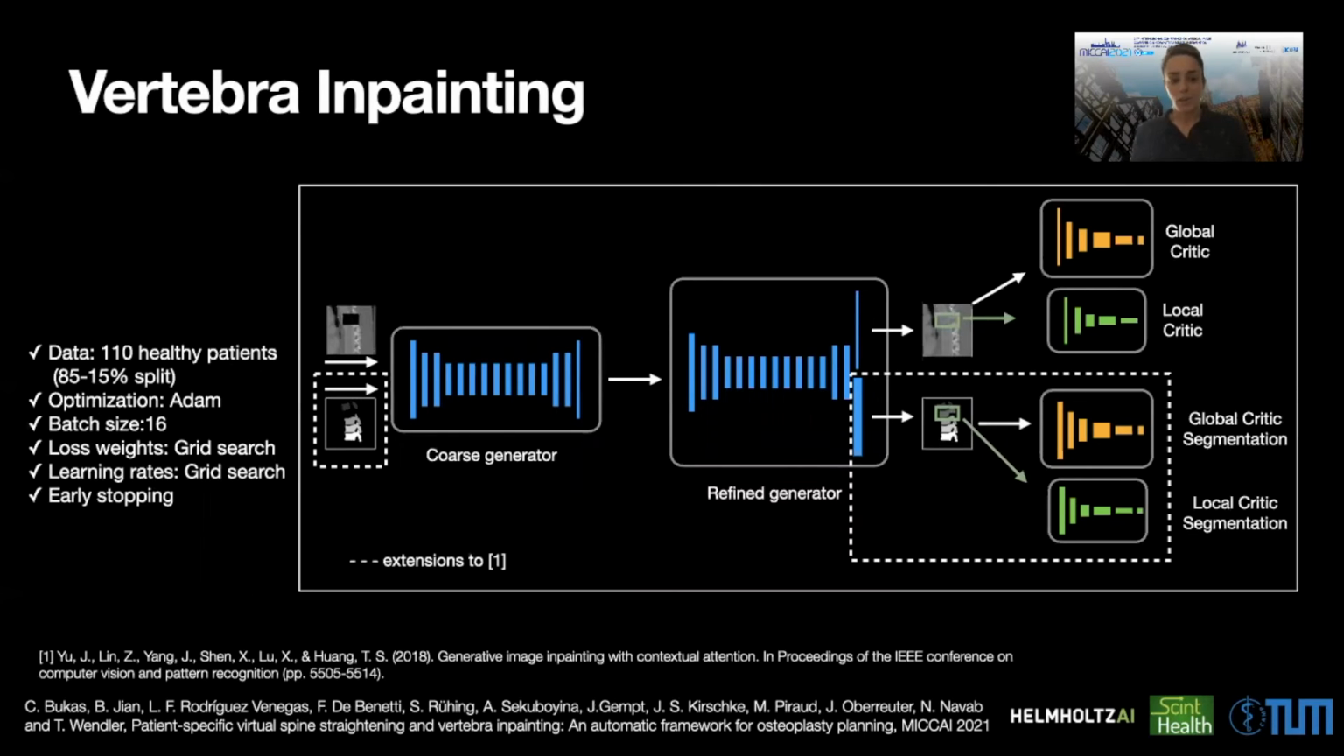The next step is vertebra inpainting. Here we extend the network by Yu et al. by adapting the input and output layers of the network to also accept the segmentation mask along with the CT image. We then remove the fracture from the CT image and mask and train a GAN network to perform vertebra inpainting and generate a healthy looking vertebra in place of the fracture.